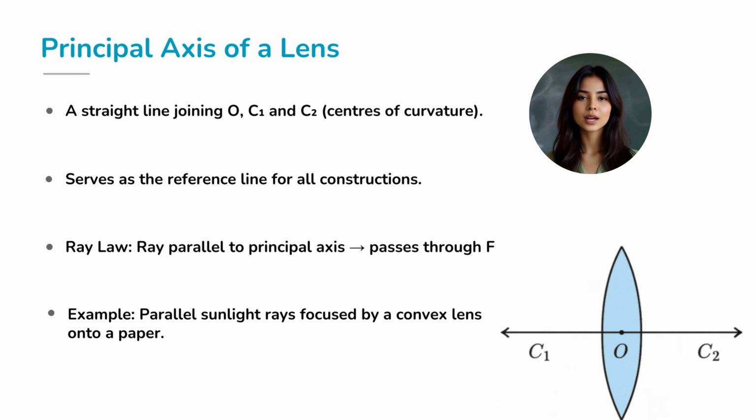Let's connect it to real life. Imagine parallel sunlight rays coming down to Earth. If you pass them through a convex lens and place a paper at the focus, all those rays gather and burn a neat little hole in it. Many of you might have tried this trick during summer holidays, and yes, that's the principal axis and its ray law in action. So remember, the principal axis is not just a line in a diagram, it's the backbone of lens optics. Parallel rays obey it faithfully, and without it, lenses wouldn't know where to bring light together.